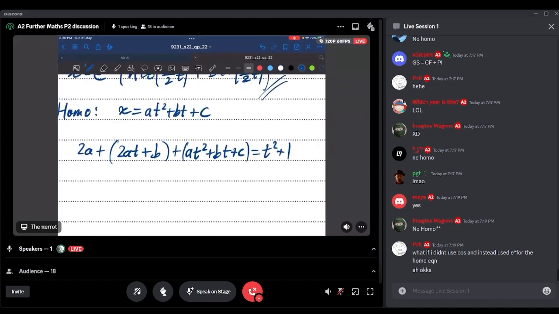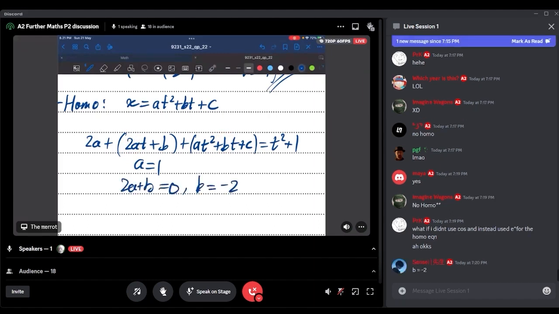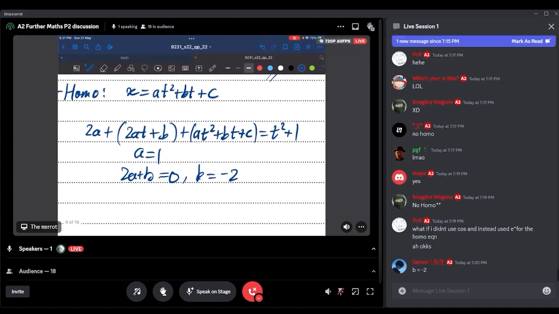So let's do it as fast as we can. First, we see that the t squared only has a coefficient of 1, and this is the only t squared term, so that means a is 1. Now notice that there is no t term here. It's just 0 plus 0t. So therefore, 2a plus b has to be 0. So b is just minus 2, because a is 1.